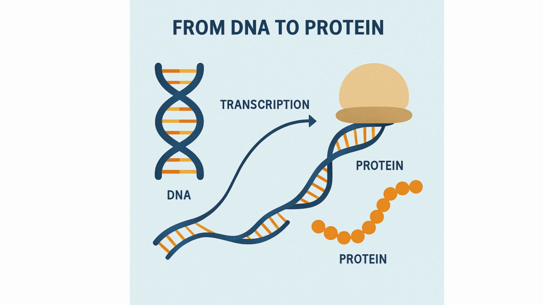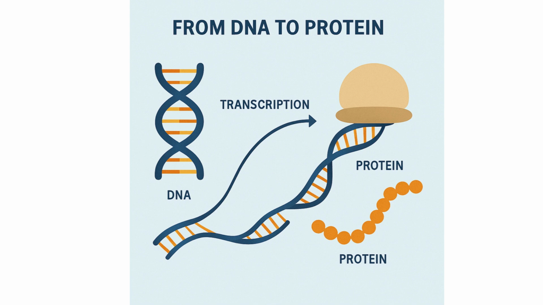Now, how proteins are made from DNA. The process of going from DNA to a protein involves 2 main steps. 1. Transcription. In the nucleus, the DNA sequence of a gene is copied into messenger RNA, mRNA. RNA differs from DNA. It has ribose sugar instead of deoxyribose. It uses uracil, U, instead of thymine.